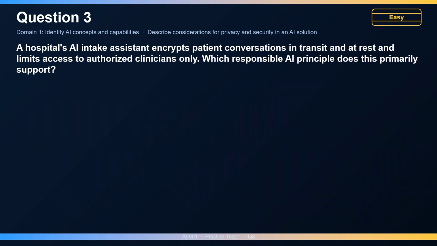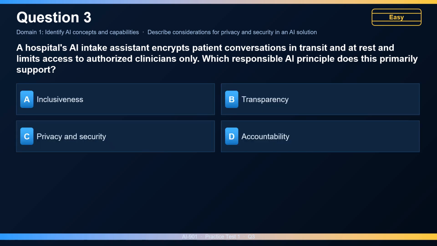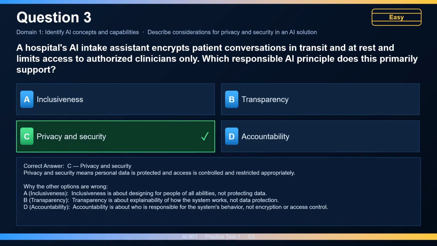Question 3. A hospital's AI intake assistant encrypts patient conversations in transit and at rest and limits access to authorized clinicians only. Which responsible AI principle does this primarily support? The correct answer is C, privacy and security. Privacy and security means personal data is protected and access is controlled and restricted appropriately.